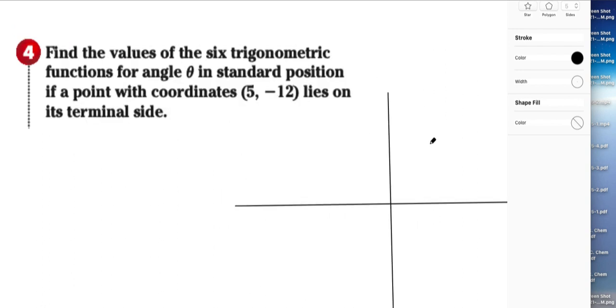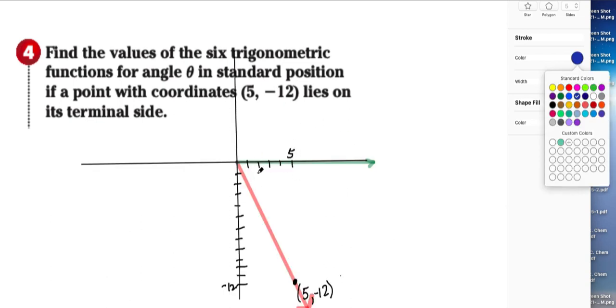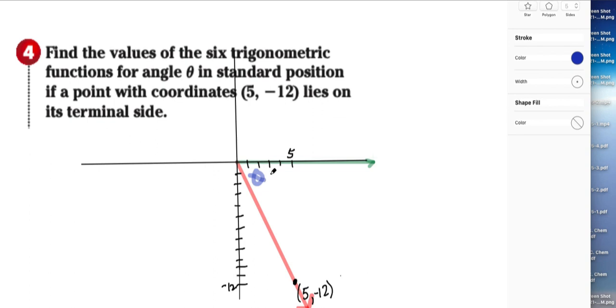So in example 4, we're asked to find the 6 trigonometric functions of theta, some angle that we can create by drawing an angle in standard position, but having its terminal side rest at or cross (5, -12) on the xy plane. So let's go ahead and draw that. So here's the angle that we're talking about. This is the theta that's going on here.